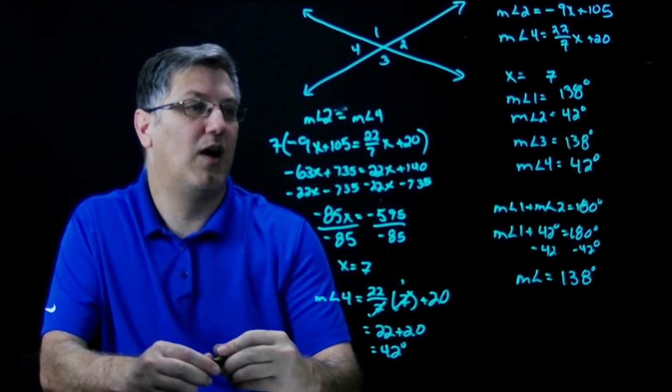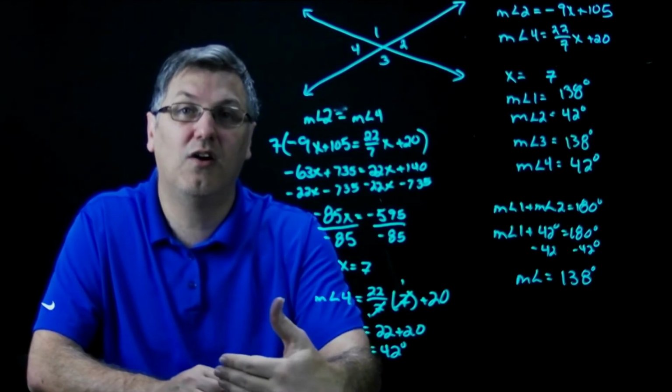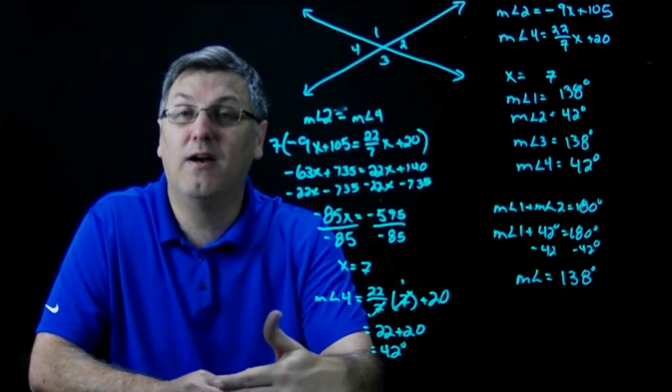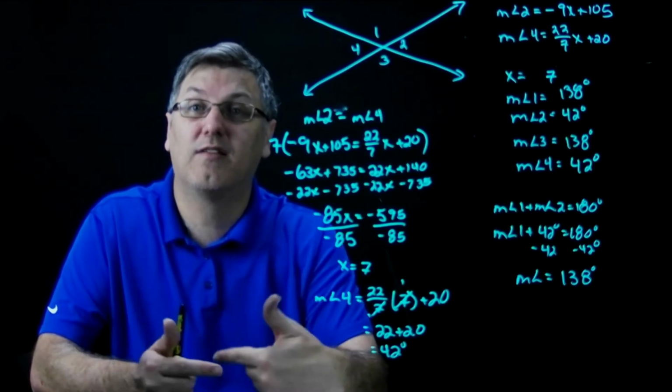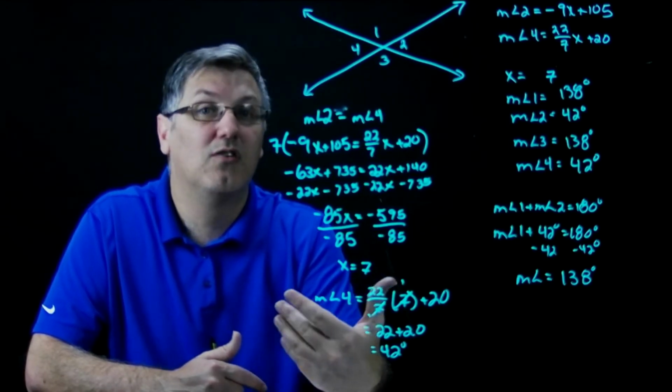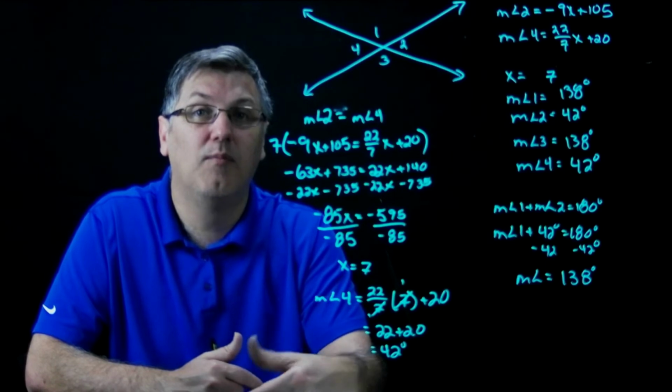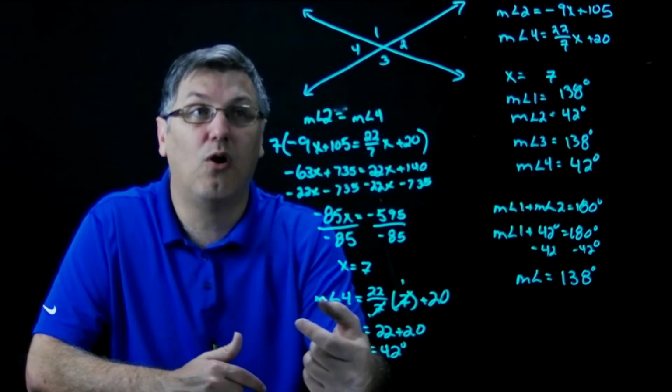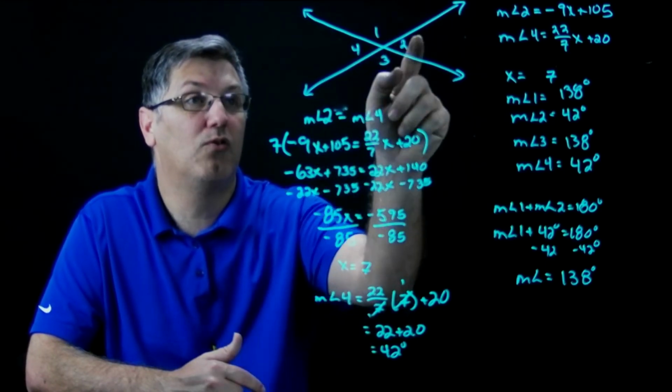Takes a little bit of time to get through it, but you're going to use the idea of vertical angles and linear pairs, because linear pairs are supplementary, meaning that the angles are going to add up to 180. Supplementary angles, the sum of the two angles equal 180. And then vertical angles are all congruent, and 1 and 3 are vertical, 2 and 4 are vertical.